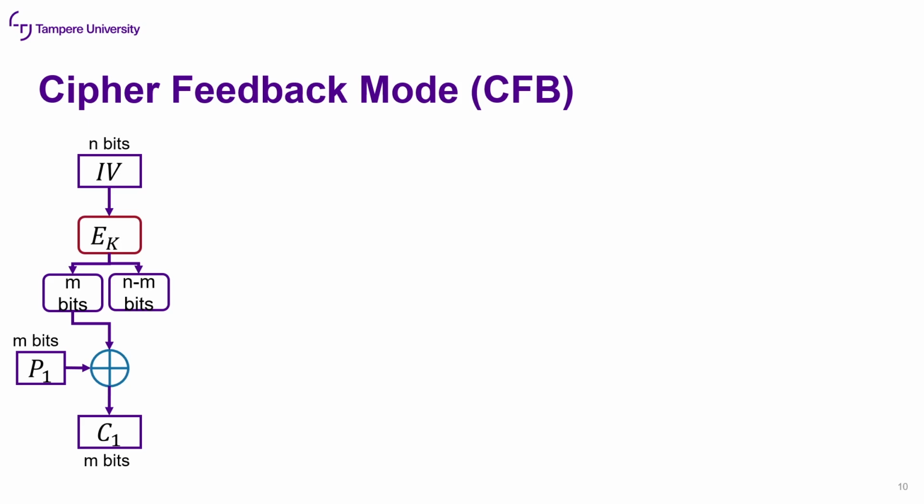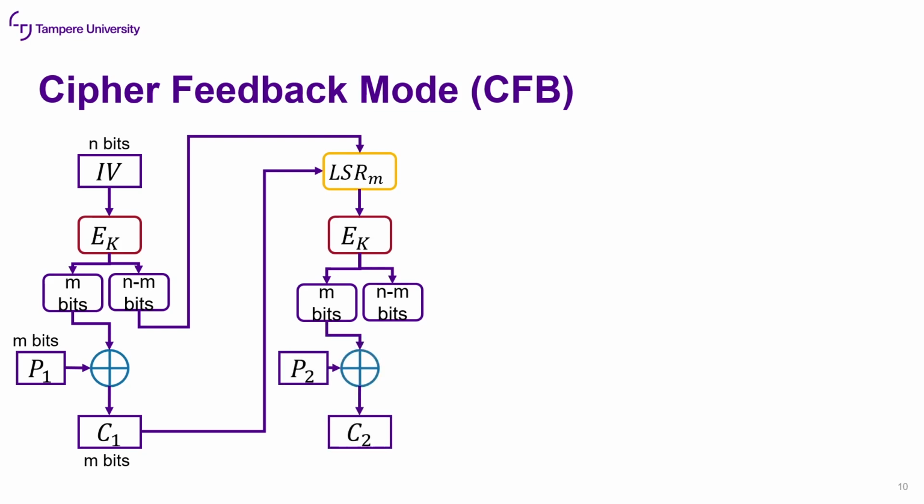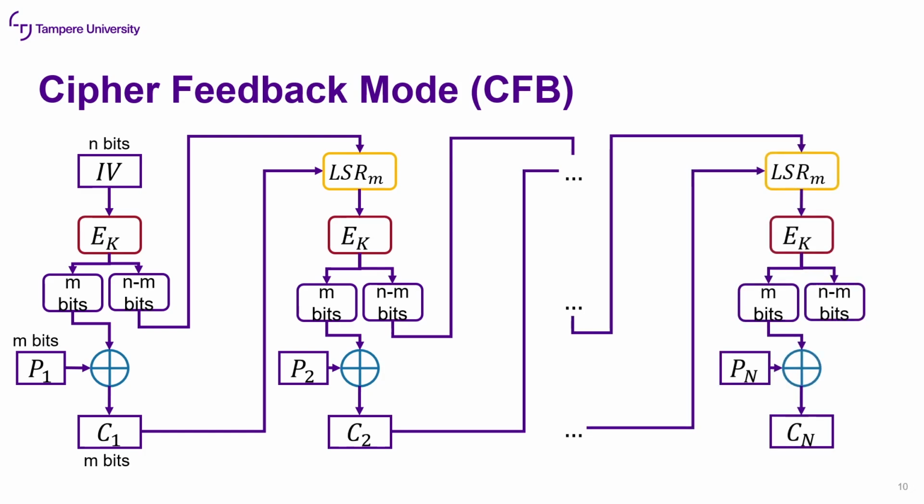Now, these discarded bits end up getting sent to the left shift register, where they end up getting shifted by m positions, and the remaining output is padded with the ciphertext block C1 that we outputted previously. Then this output is once again encrypted, and the process continues to produce the second ciphertext block, as well as the remaining ciphertext blocks in the exact same principle.